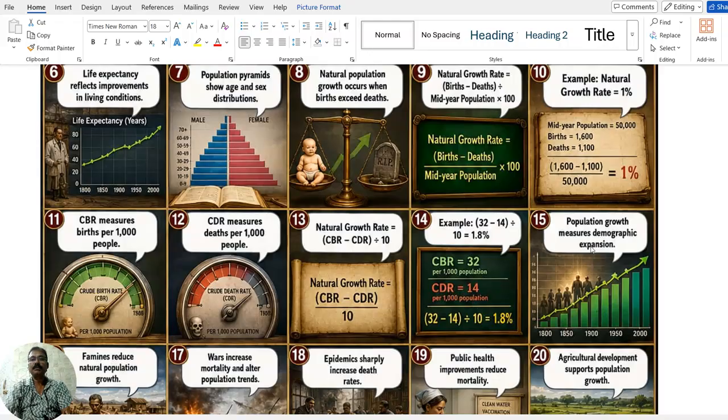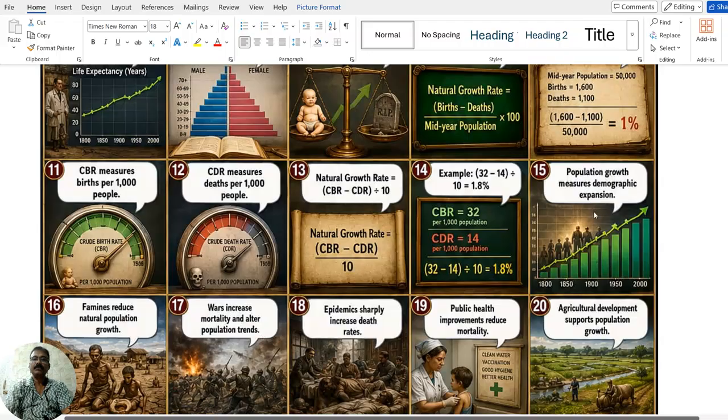So population growth measures demographic expansion. This is with respect to the bar diagram. This is the line diagram. Okay, with the help of statistics, the historian can explain the population growth, which measures the demographic transition.